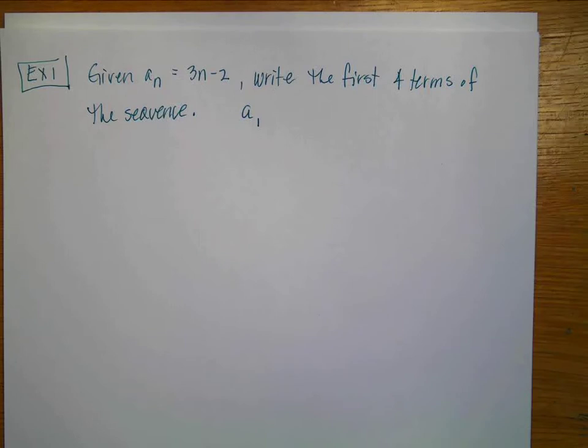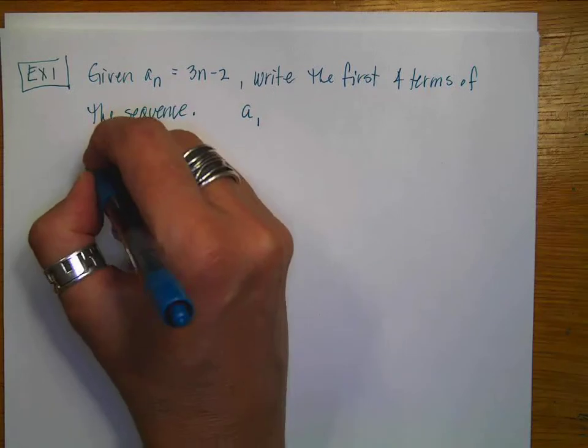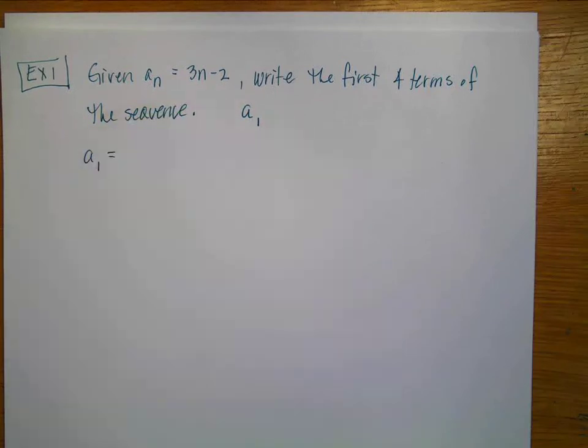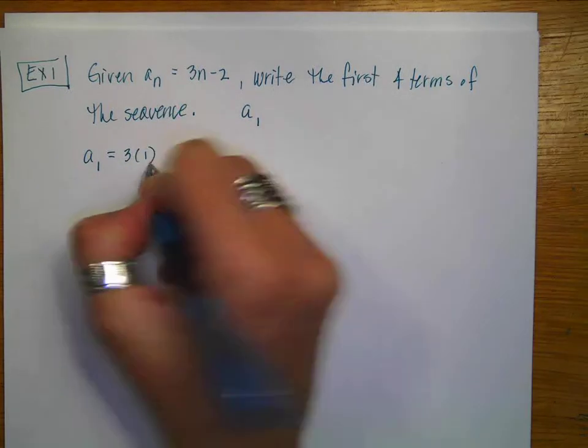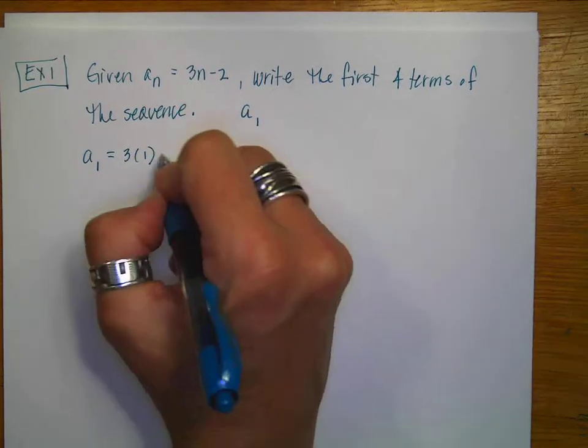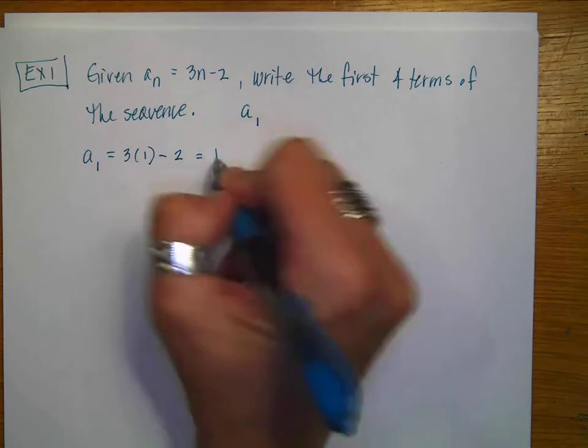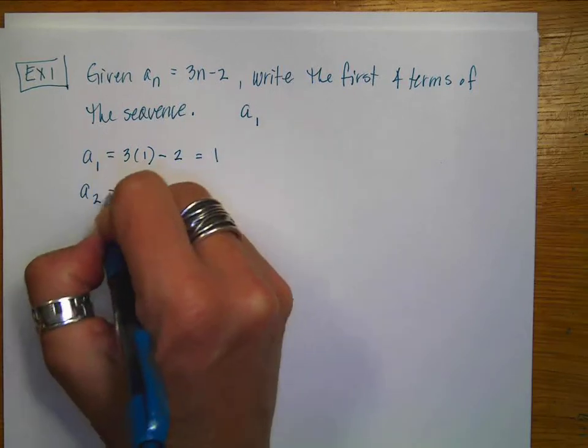To generate this by hand, I want to look at my examples when I start using my handy-dandy calculator, and actually I will show you how to do it on this one. My first term, if I do this by hand using the rule, is 3 times n, remember that's the number's position in the sequence, minus 2, and I would get 1.